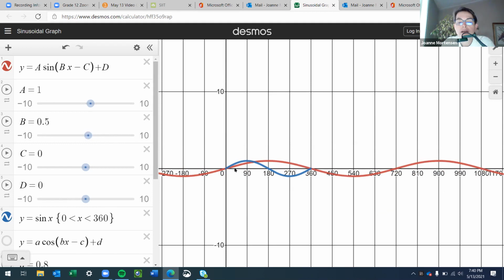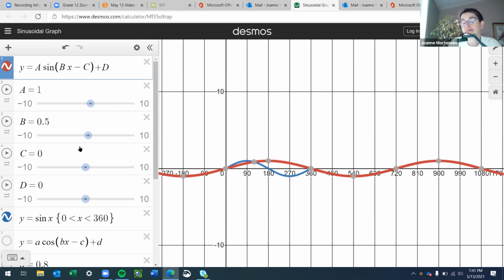If you trace the red one, you can see I go up the hill, I go down the hill. It's a pretty mellow roller coaster. And it takes all the way up to 720. So when B is less than 1, your graph gets longer. That's all you really want to know.